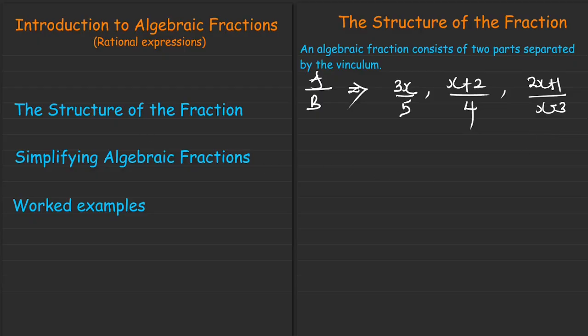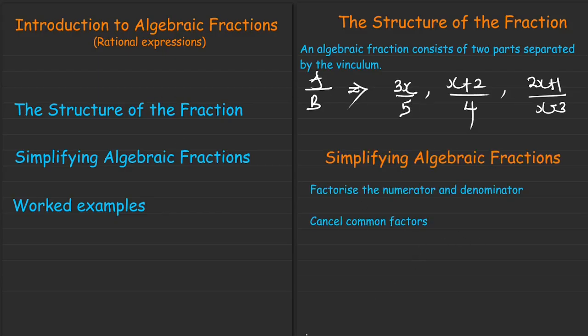Now you have to take note, the denominator of an algebraic fraction can never be 0. So you can never write a numerator over 0. No, we don't do that. Now that we know what algebraic fractions are, let's look at how we can simplify them just as we simplify fractions.